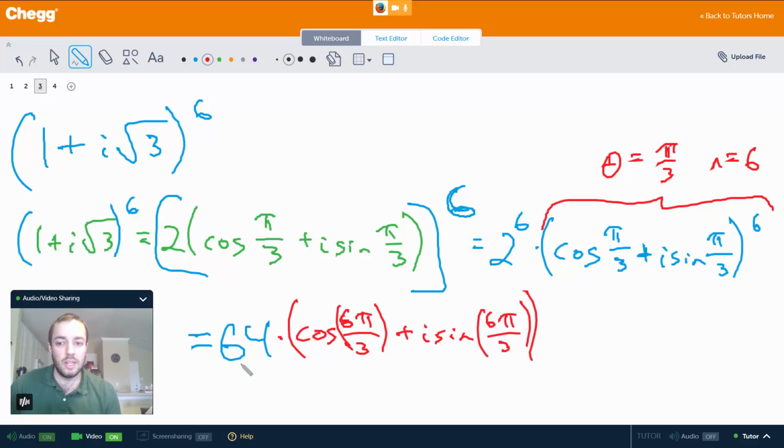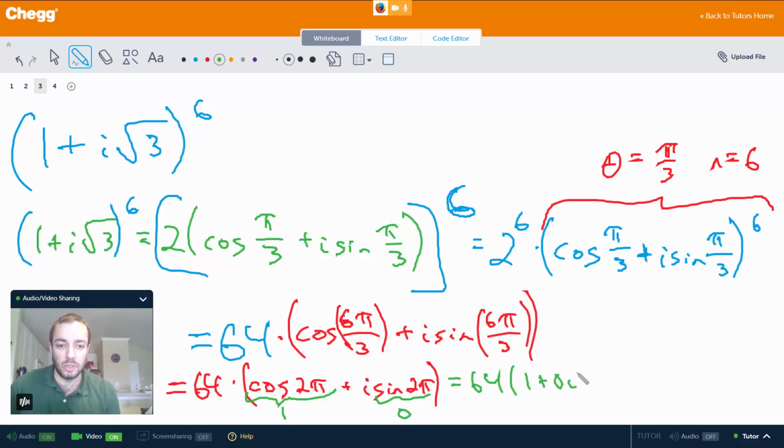Okay, so now we just simplify. So we still have 64 out here. And now 6 pi over 3 simplifies to 2 pi, so we have cosine of 2 pi, and then plus i times the sine of 2 pi again. Now from here, again, it's just a matter of knowing the unit circle. So cosine of 2 pi is just 1, and the sine of 2 pi is just 0. So what we end up with is 64 times 1 plus 0 times i, or in other words, 64 times 1, which is just 64.